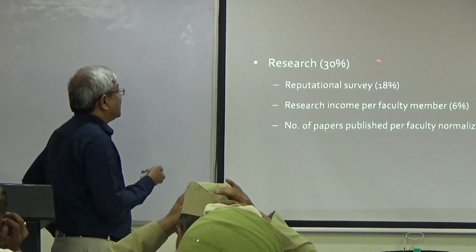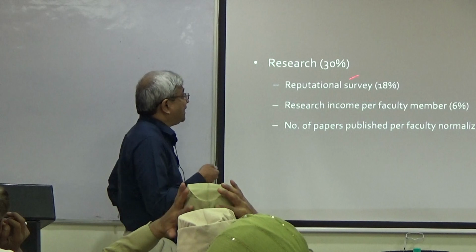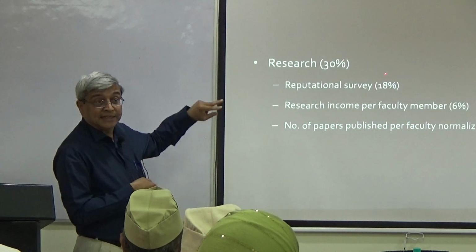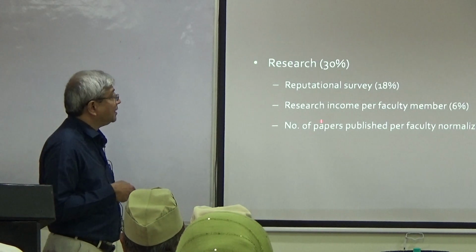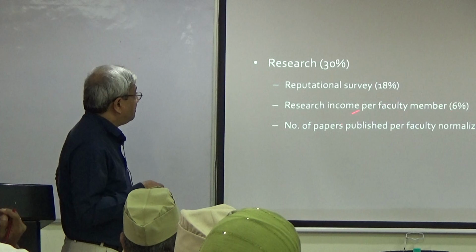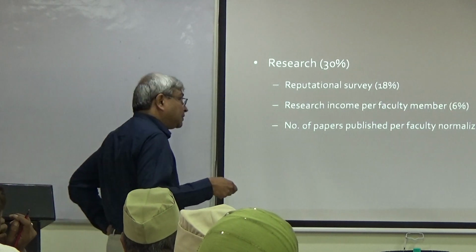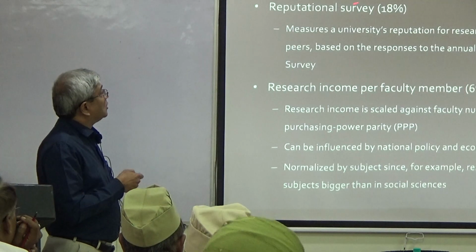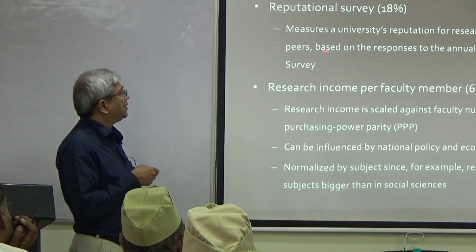And then research, again there is a reputational survey the same way. Each respondent is asked both about research quality and teaching quality. So this is the research quality. Research income per faculty member is 6%, and the number of papers published per faculty, which is normalized for the area, is 6%. The reputational survey I've already talked about. It's the same survey which is used.